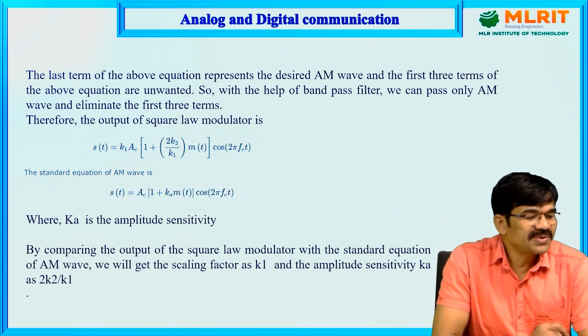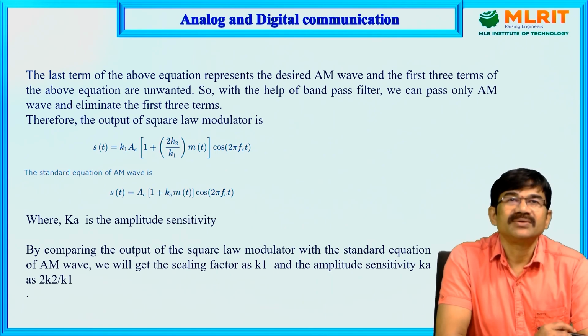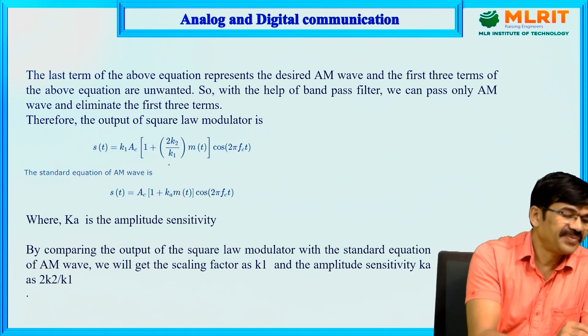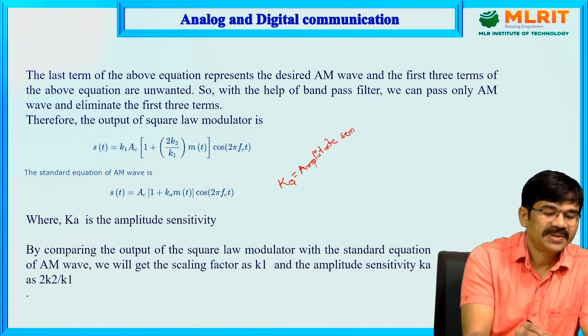So the output of the square law modulator expression is similar to the AM wave, AC cross 1 plus Ka M of t cos 2 pi FCT, where Ka is the amplitude sensitivity. This is nothing but amplitude sensitivity.